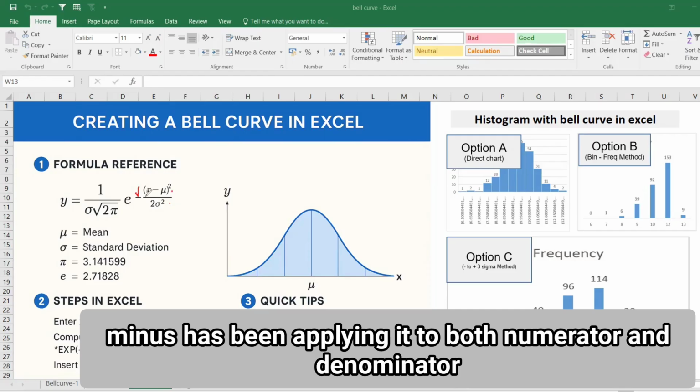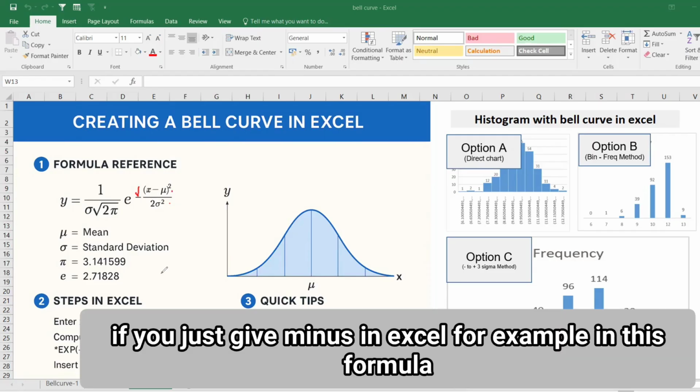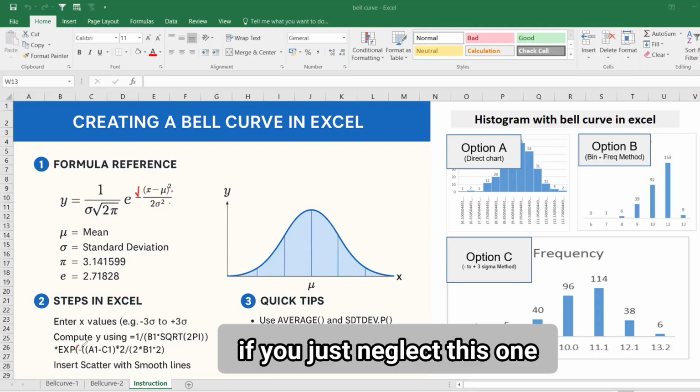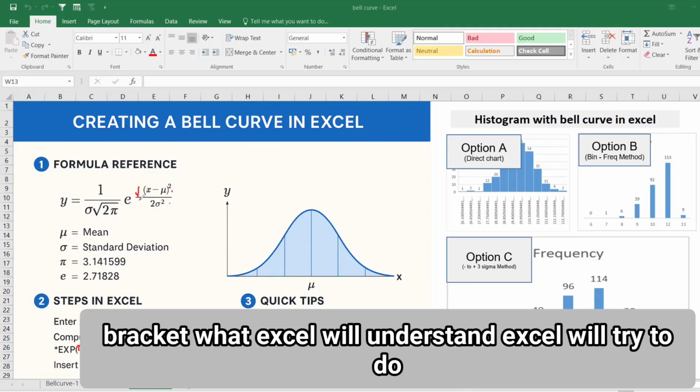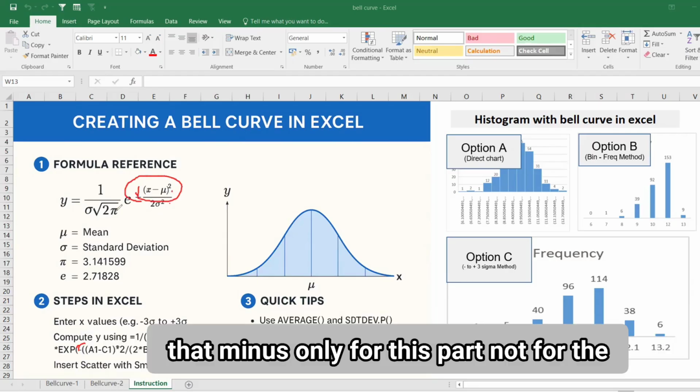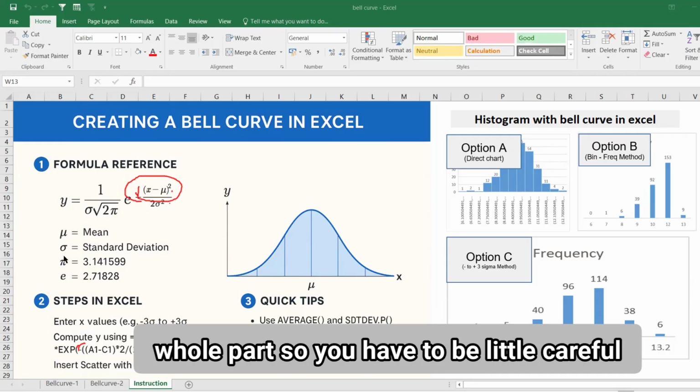But here the fun part is that this minus has to be applied to both numerator and denominator. If in Excel you just give the minus in this formula and neglect this one bracket, Excel will understand the minus only for this part, not for the whole part. So you have to be a little careful with Excel.